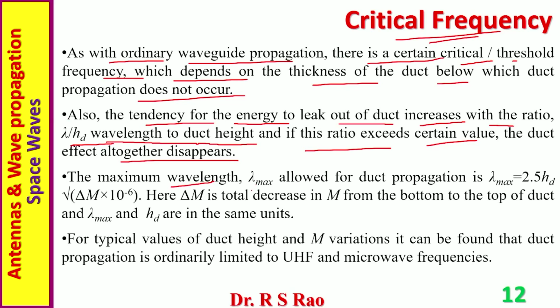The maximum wavelength, lambda max, allowed for duct propagation is 2.5 hd multiplied by the square root of delta m into 10 power minus 6. Here delta m is the total decrease in m from bottom to the top of the duct. Lambda max and hd are in the same units. For typical values of duct height and m variations, duct propagation is ordinarily limited to UHF and microwave frequencies. So below UHF, usually things do not work if you want to use the ducting phenomenon.